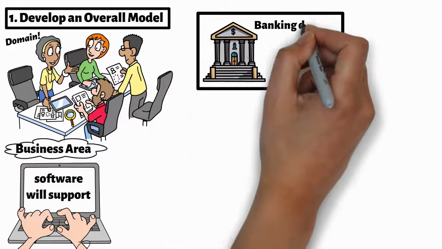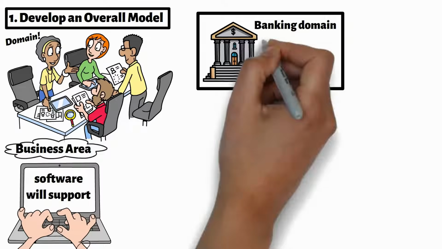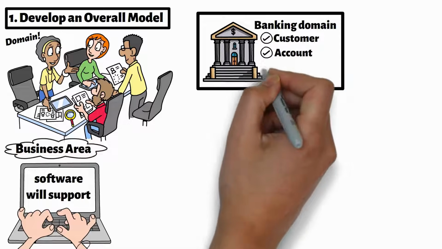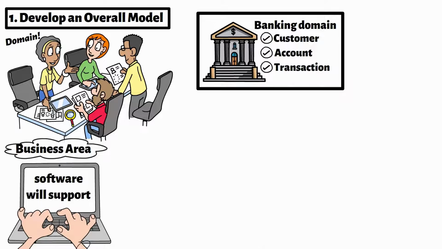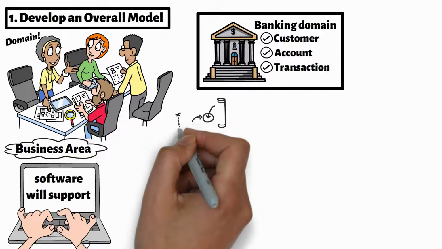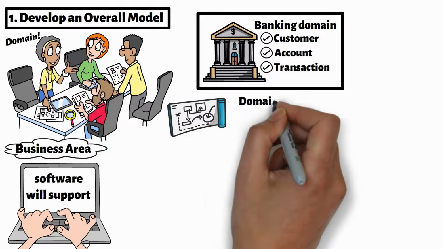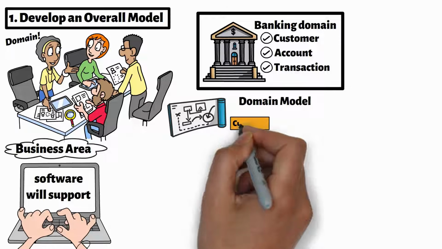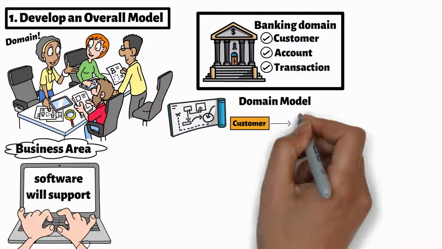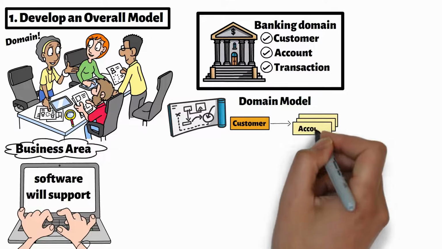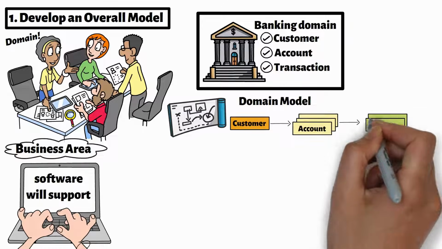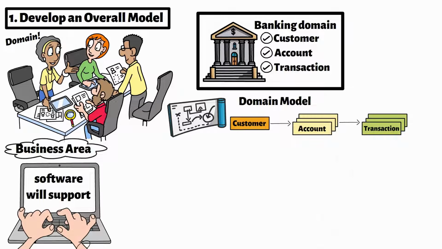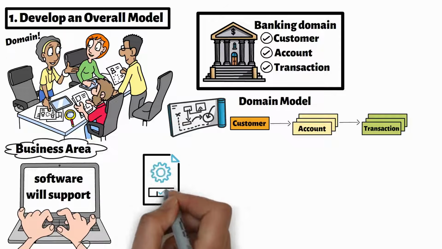For example, consider the banking domain. In this environment, you work with concepts such as customer, account, and transaction. These ideas form the basis for how banking software needs to behave. To capture this understanding, the team creates a domain model. This is a simple visual diagram showing how the major ideas relate to each other. For instance, a domain model in the banking example might show that a customer owns 1 or more accounts, and each account contains many transactions. This establishes a shared view of how the business works.